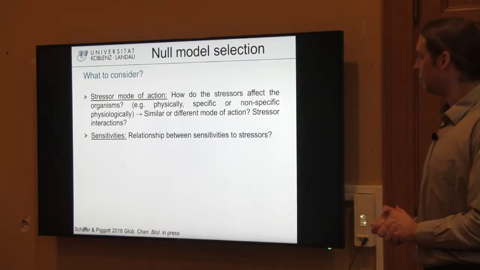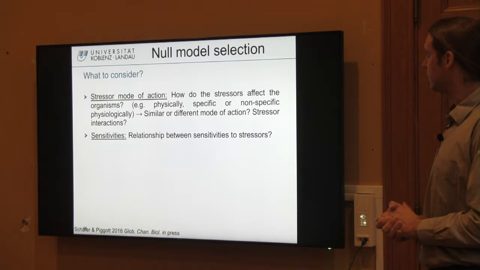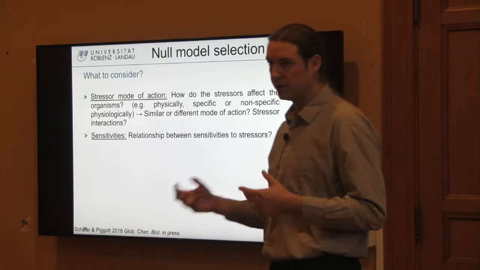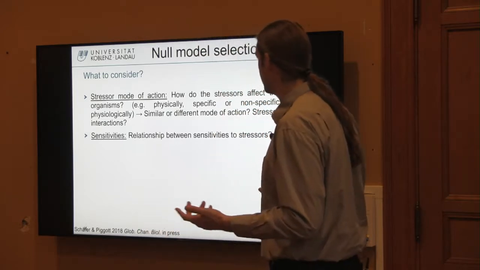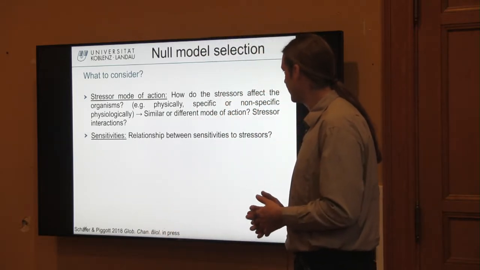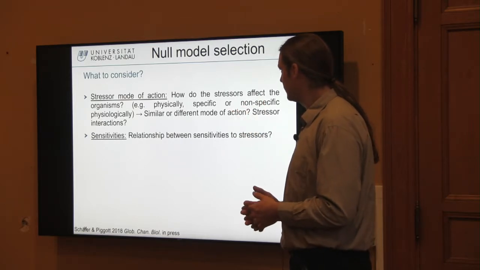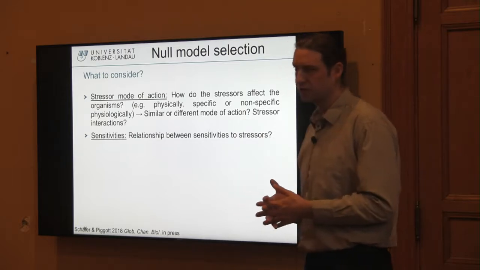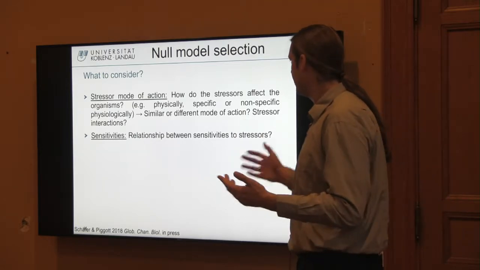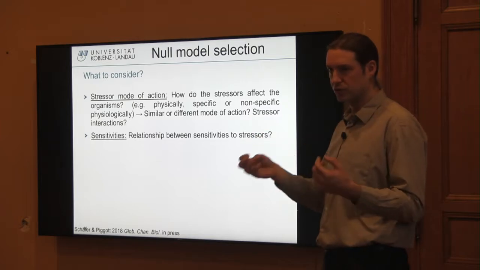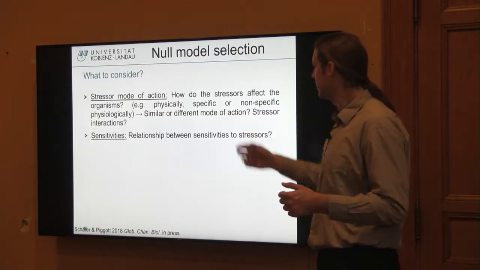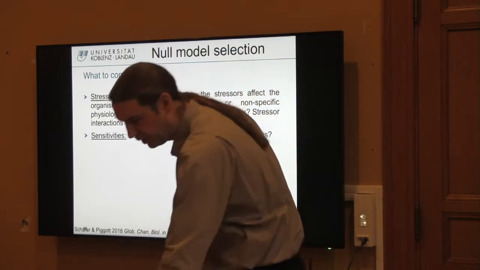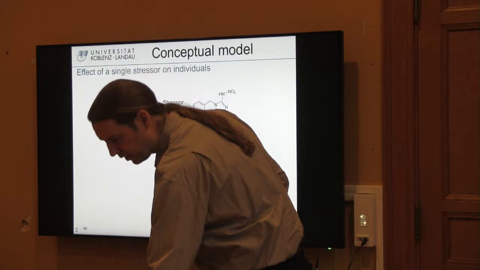Well, and we thought a little bit more about this issue. It's a paper that will come out soon. What should actually be considered when you deal with these different stressors? Well, first of all, we should think about the stressor mode of action. How does it affect the organism? Is it a physical force? Is it a specific or non-specific physiological effect? Then you can try, as an ecotoxicologist, to evaluate: is it a similar or different mode of action? Then sensitivity: what's the relationship between sensitivities?